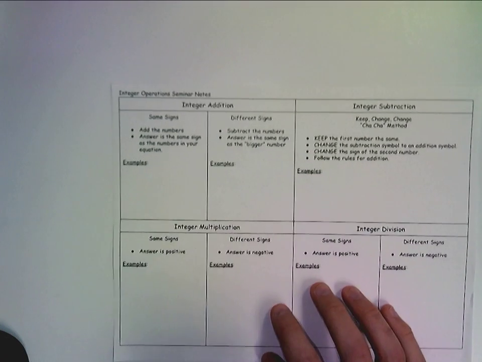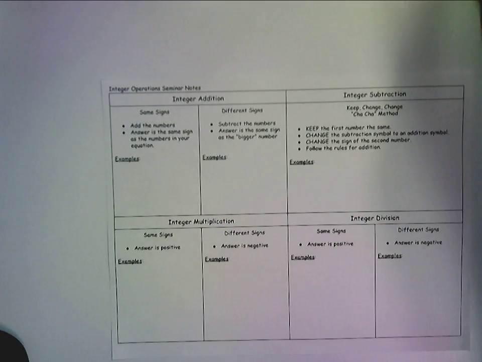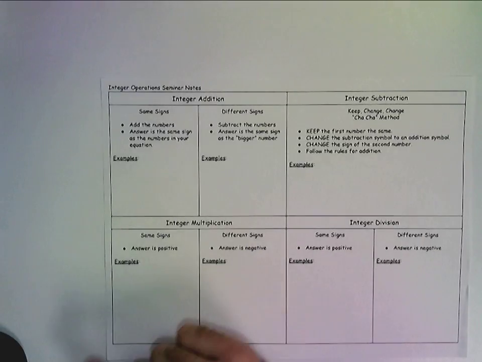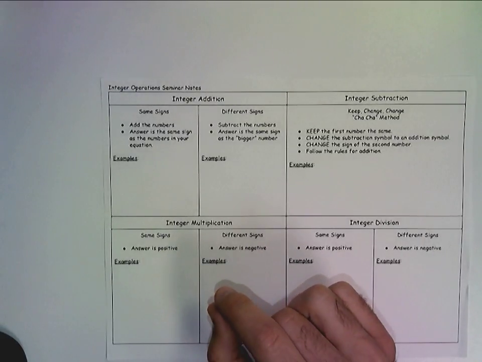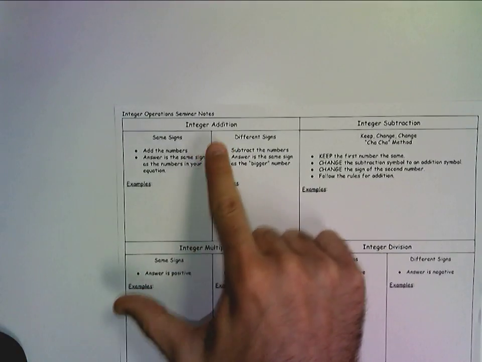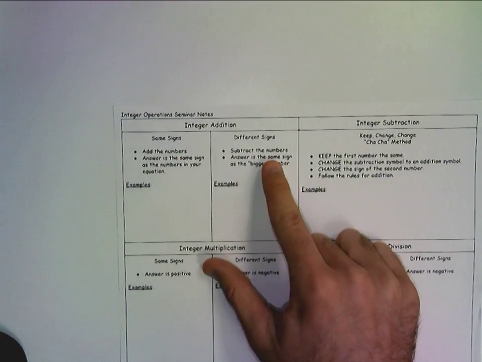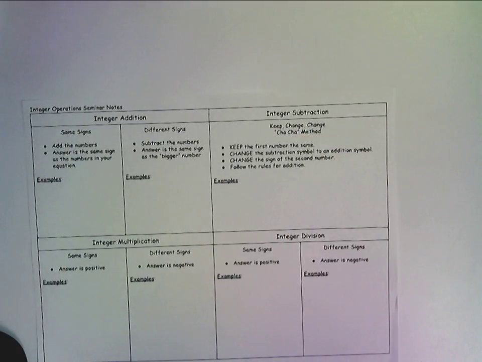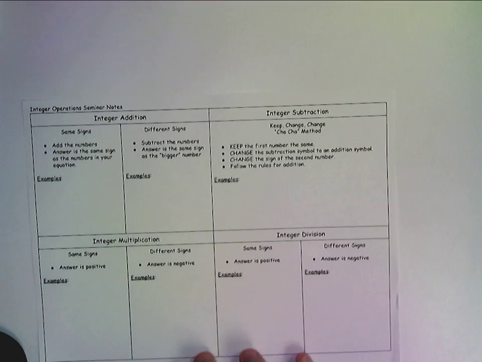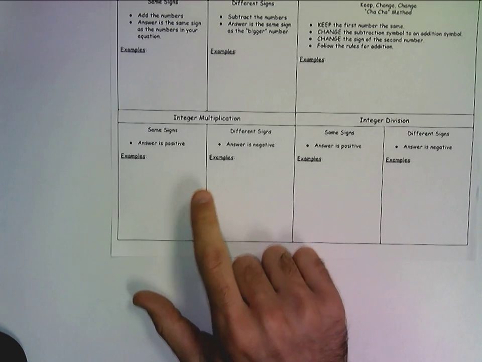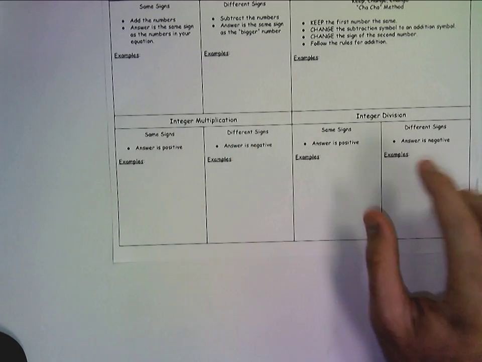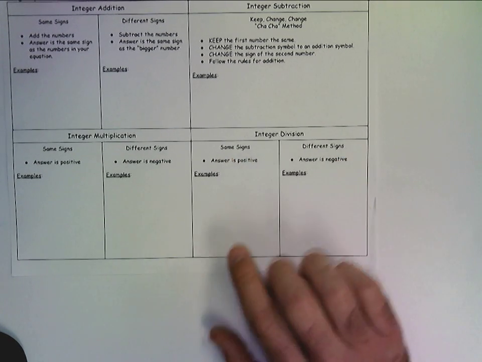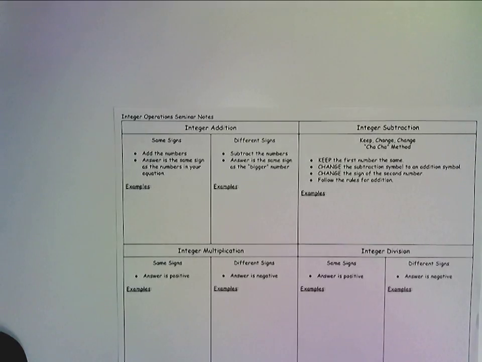So what you will end up getting, if you're part of the seminar, is that you will receive this sheet. And what it does is it lays out the different operations that we'll be applying. So we have integer addition. We'll look at when the numbers are same signs as well as different signs. We'll look at integer subtraction and a simple method to remember when doing subtraction with integers. We'll look at multiplication of same signs, different signs, and we will do the same with integer division, looking at the same signs and different signs. So let's go ahead and get started with a couple examples.